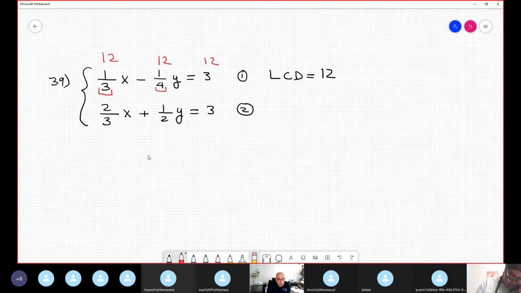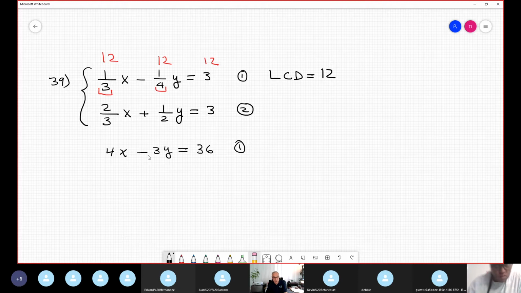When you multiply, it is 4x. How do you get 4? Because 12 times 1 is 12, divided by 3 is 4, or either way, 12 divided by 3 is 4, multiplied by 1 is 4. And 12 divided by 4 is 3, multiplied by 1 is negative 3y. And 12 times 3 is 36. And this is my new equation 1 without fraction. Magic. Okay, no fraction.